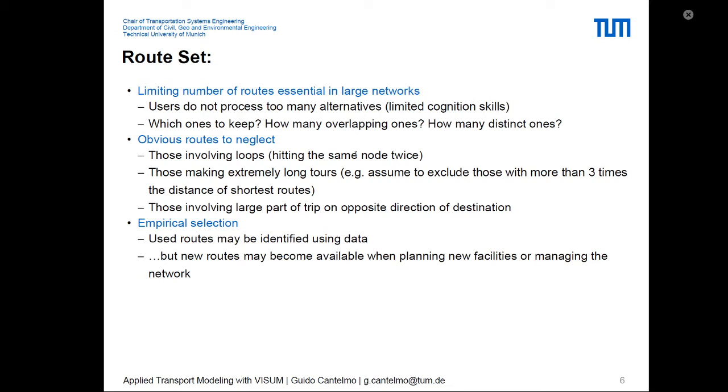Finally, a common approach for route set generation is what we call empirical selection. Used routes may be identified using data, for instance. If you have GPS trajectories, you might just use GPS trajectories to observe which routes are used for traveling from one part to the other of the network. Of course, there are some limitations here. For instance, new routes cannot be observed directly from the data. So when we want to plan a new facility or just manage our network, this could not be the best solution in general. So we have to be very careful with that.